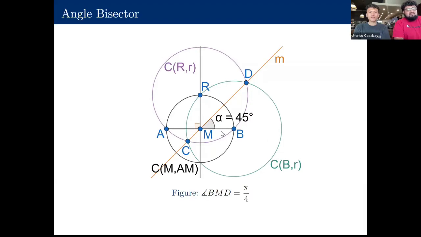So this angle alpha is 45 degrees, or pi over 4. So now we know that pi over 4 is a constructible angle. If we wanted to, we can take the angle bisector again, and then half of 45 degrees is also constructible. So we would get that 22.5 degrees is constructible, or pi over 8 is a constructible angle. And then we can keep taking the angle bisector, and all those angles will also be constructible angles.